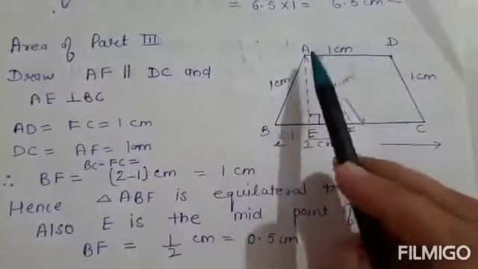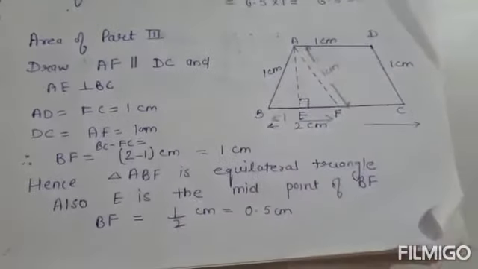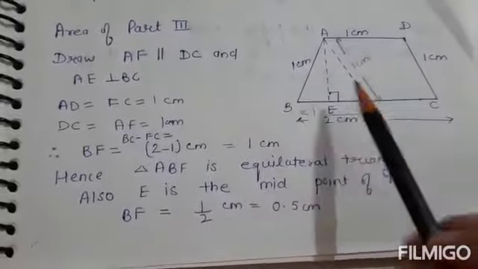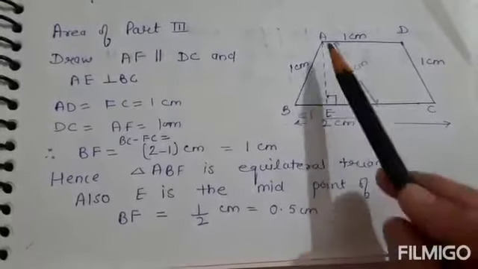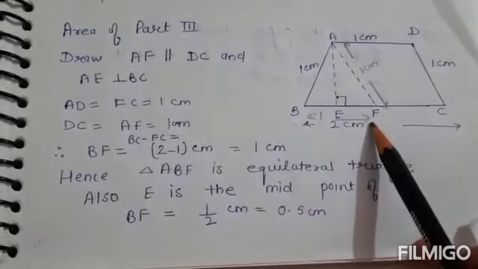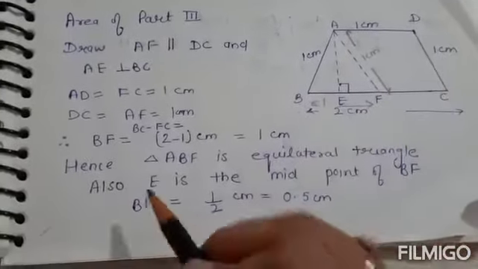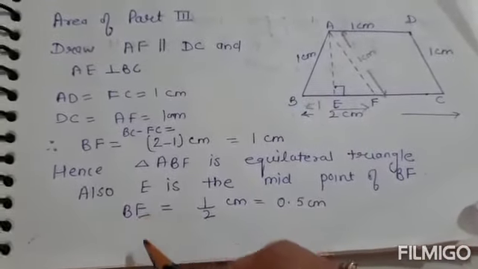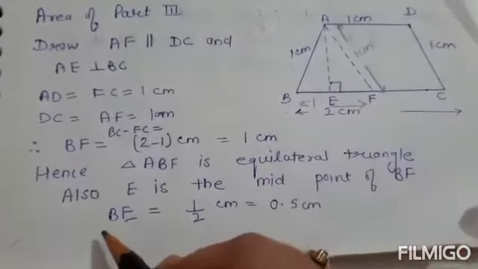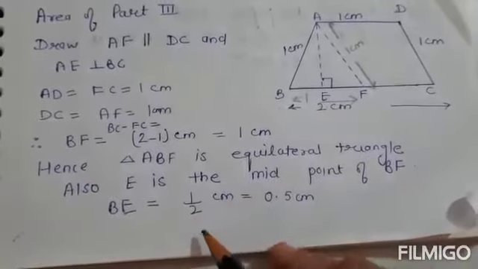So that means if we look in this diagram, triangle ABF is an equilateral triangle. In triangle ABF, all 3 sides are 1 centimeter. So this is going to be an equilateral triangle. So E must be the midpoint of side BF. Now BF is 1. So BE is equal to half of BF. This is half of 1, or 1 by 2 centimeter.